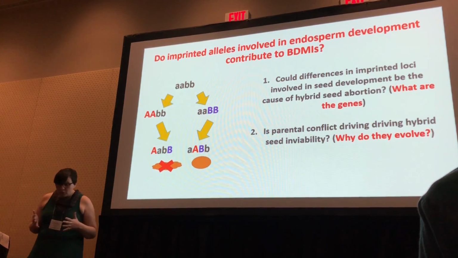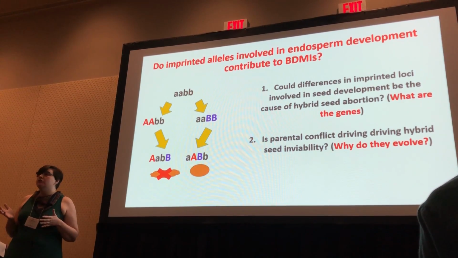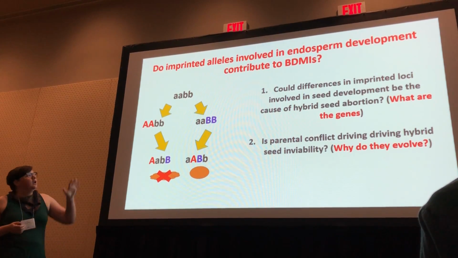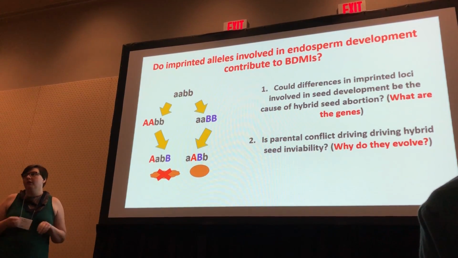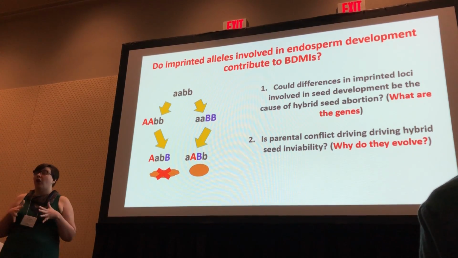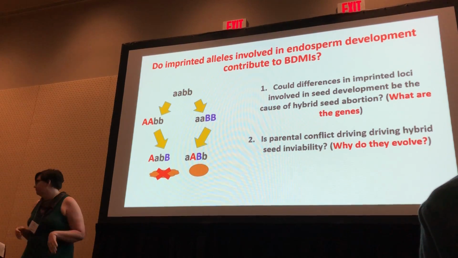But I told you that most hybrid seed inviability, or a lot of hybrid seed inviability we see in nature, is actually between diploid species. And so the questions then remain: is it that these genes that are imprinted in the endosperm and important for endosperm development are the ones that are causing hybrid seed inviability? And are they evolving through parental conflict?